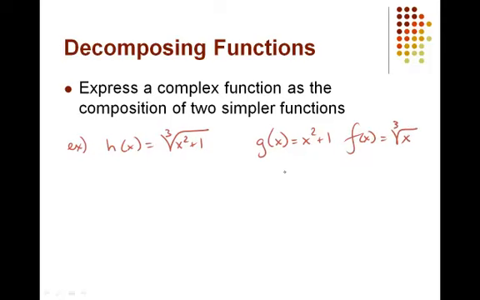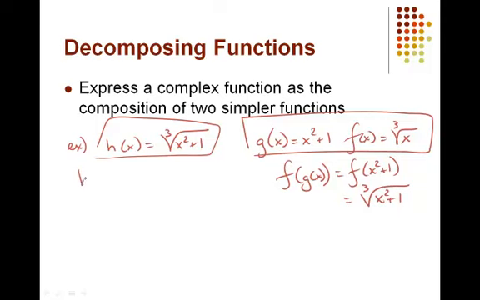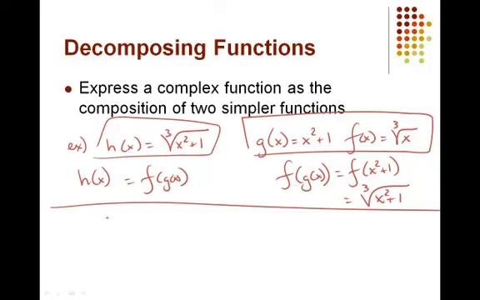And hopefully you can see now that if I did the composite, f of g of x, that would be f of x squared plus 1, or the cube root of x squared plus 1. So if we're given a composite and we define two other functions, we can now say that h of x is a composite of f of g of x. And you can really pick any two functions you want, whatever splits it apart the easiest. Let me give you another example to try.